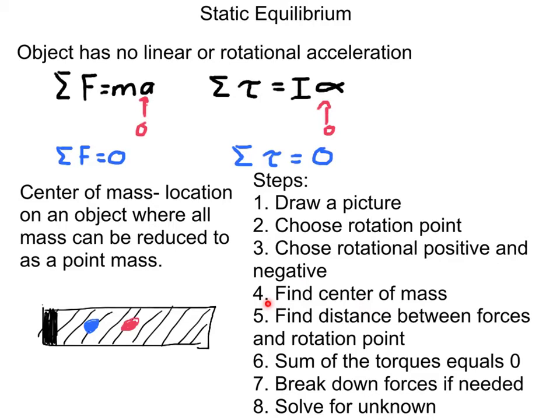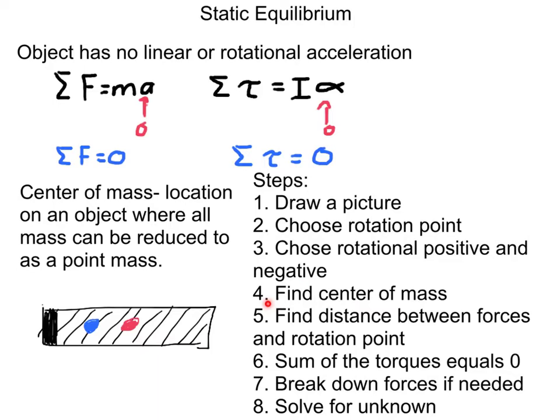5, find the distance between any of the forces and the rotation point. So how far away are the forces from the rotation point? More than likely, those distances won't be explicitly given. It'll be something along the lines of they tell you the length of the entire beam and you pick a rotation point, and then just using basic subtraction you figure out the distance between forces and rotation point. 6, sum up all the torques, so label your picture and then sum up all your torques equals 0.